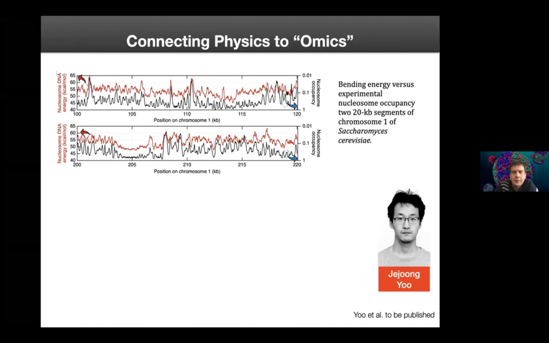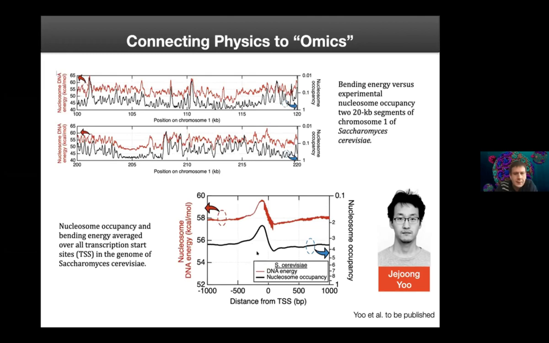Here, the black curve is experimental nucleosome occupancy over a 20,000 base pair fragment of chromosome 1 of yeast. And the red curve is what Ji Jung predicted the nucleosome occupancy should be based on our parameterization of the model. So you see the correlation is really striking.